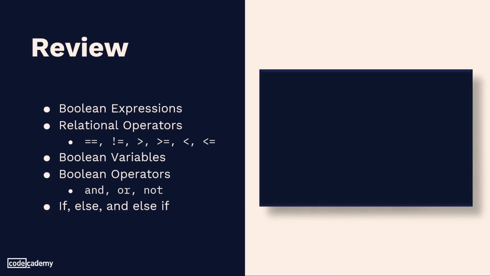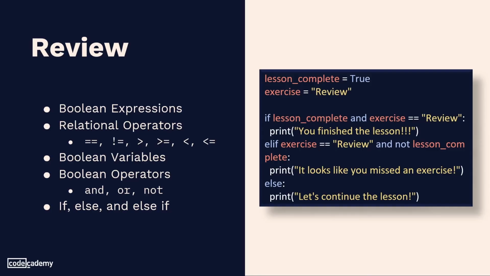Let's look at a final example on the right. This example combines many of the topics we learned about to create complex control flow in a program. If the lesson is complete, and we're on the review exercise, then print out you finished the lesson. Otherwise, if the exercise is review, but the lesson is not complete, then print out that you missed an exercise. Finally, if neither of those conditions were met, then print out let's continue the lesson.